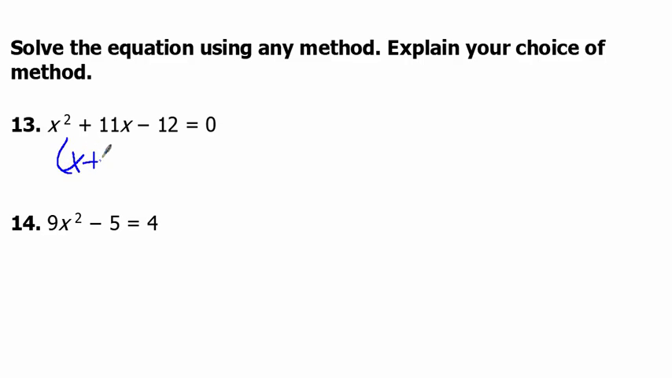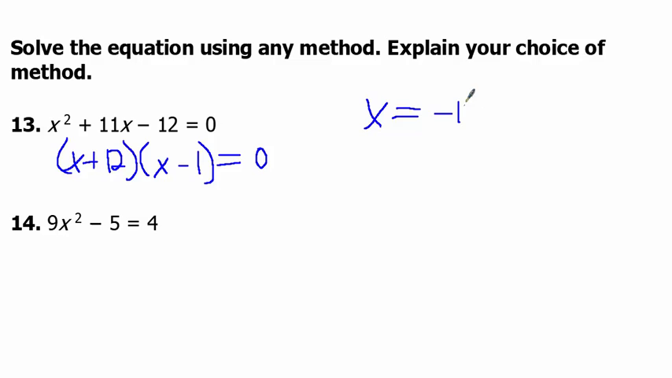And if I do x plus 12 and x minus 1, those add to give me b and multiply to give me c, so x equals negative 12 and positive 1. Do I see a middle term? I'm actually going to move this guy over.